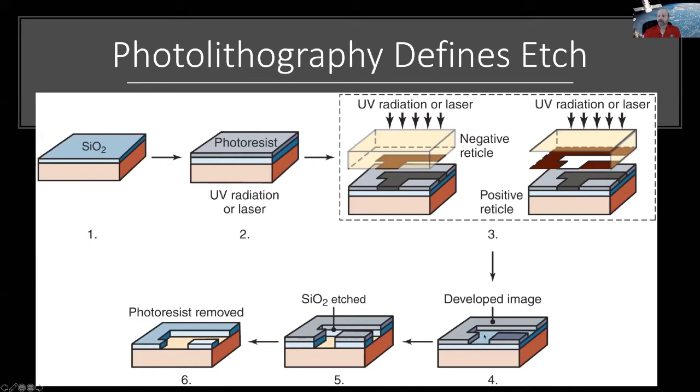Then you go ahead and develop it, and that's usually done in a base solution. So now you've developed that pattern. You can notice that silicon dioxide is now exposed, right? It's exposed to the elements, as it were. So then we can do some etching. And you can etch silicon dioxide in a multitude of ways.